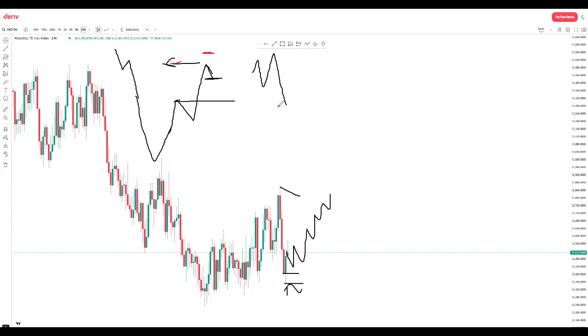Same applies here. If you're going to jump in here and sell, your stop loss is supposed to be above, which is not what we are looking for. Our risk management is no longer balancing. It is no longer giving us what we are looking for. Therefore, what you do, take your time. Look where the market is.